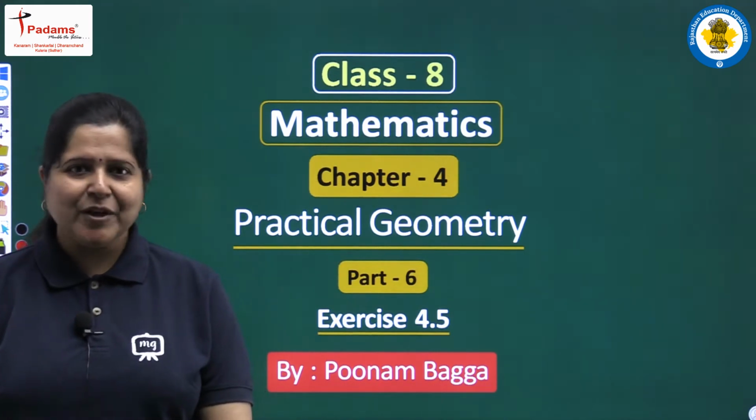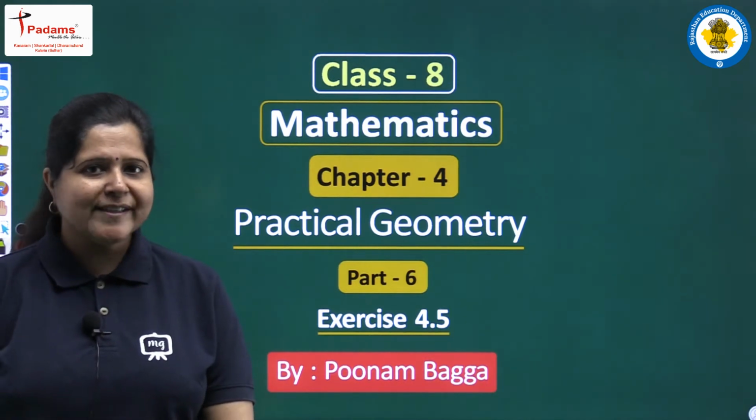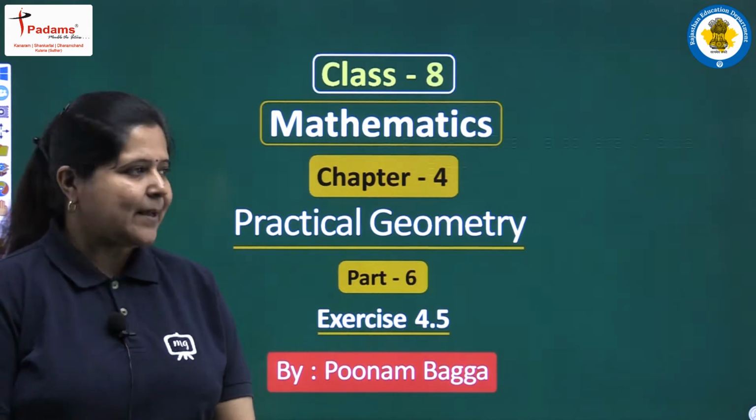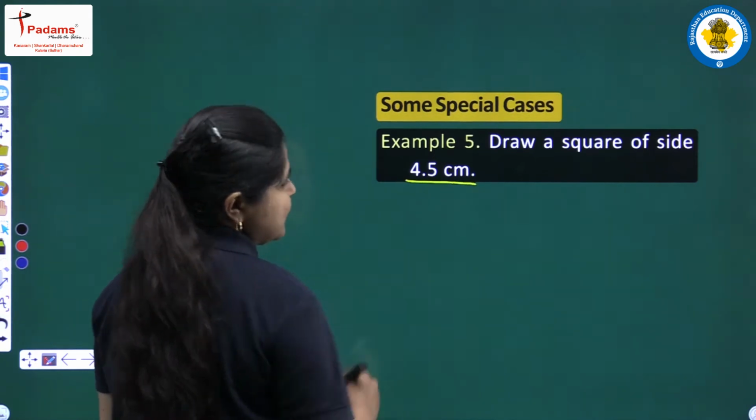So be ready with your geometry box and copy and sit along with me and just follow the steps one by one as we do in our class. We start with this example. Draw a square of side 4.5 centimeter.